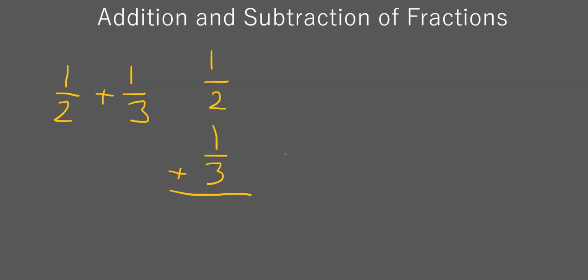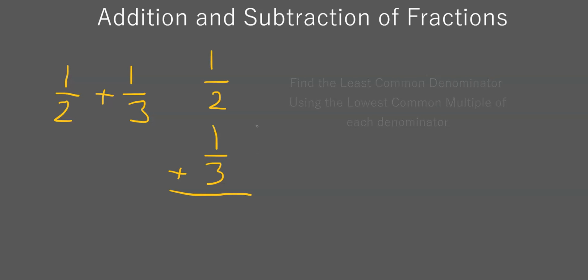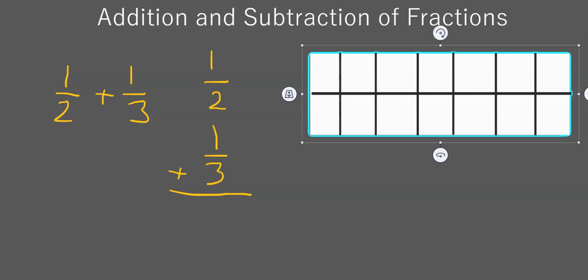For our first problem we're going to do 1/2 plus a third. Okay, the first thing I like to do is set this up vertically because it just kind of makes it easier down the road. Alright, then what we have to do is find the least common denominator. We do that by using the lowest common multiple of our 2 denominators, and in this case it's the 2 and the 3. The easiest way to do that is to simply list out some of those multiples.